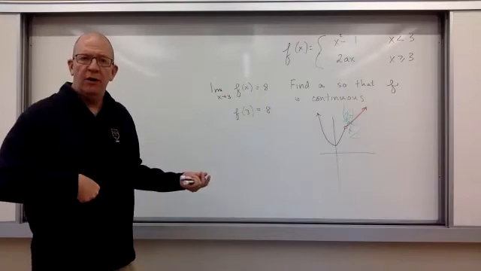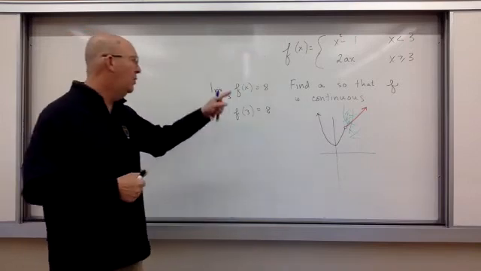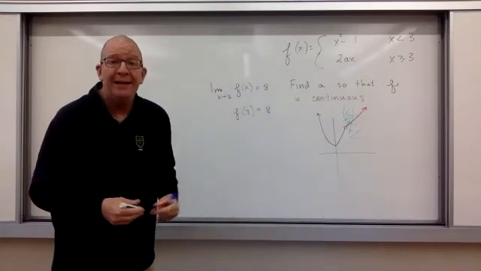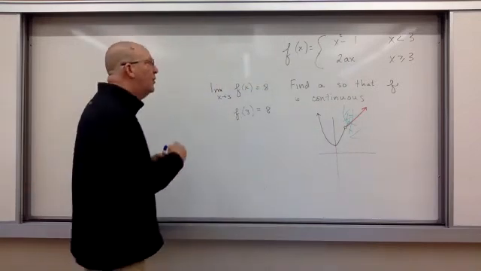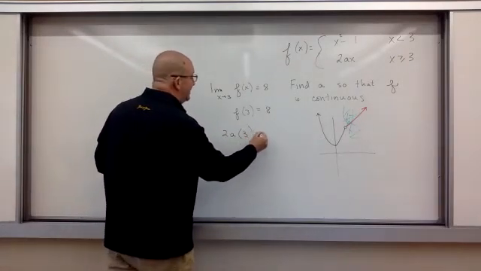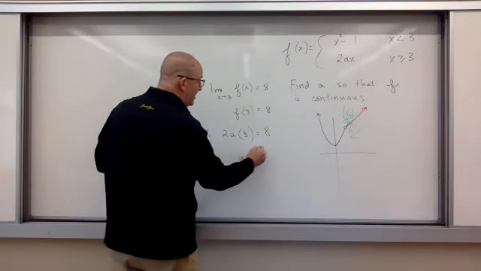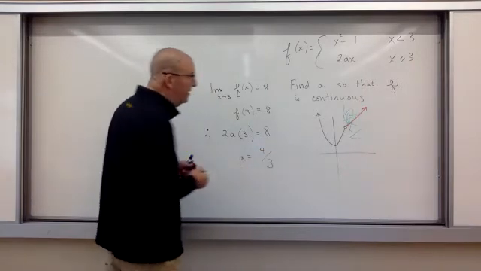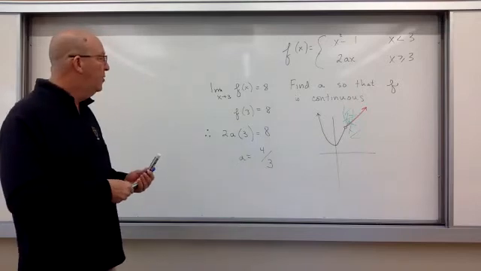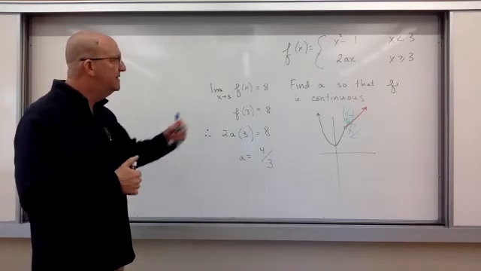So what's left over? I know the limit as x approaches 3 from the left is 8. I know f of 3 is 8. The limit as x approaches 3 from the right is 2a times 3. So what I'm saying is that 2a times 3 has got to be 8. So therefore, a has got to be 4/3. We'll see in a moment if that makes sense. So what we're saying here is that if this is y equals 8/3 x, then that should work.